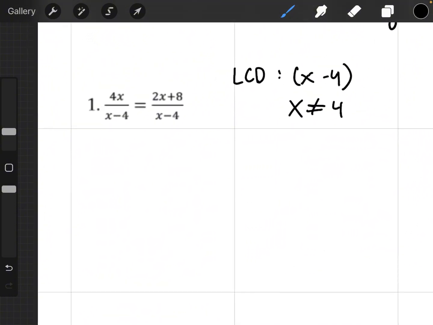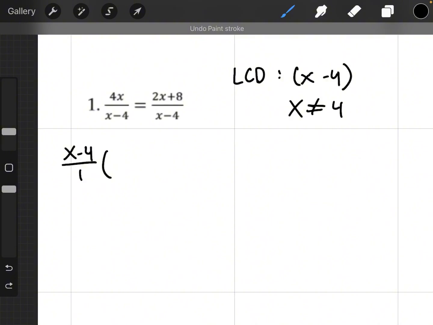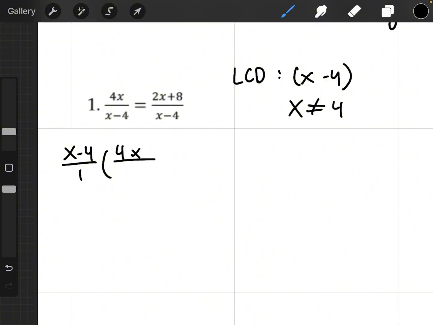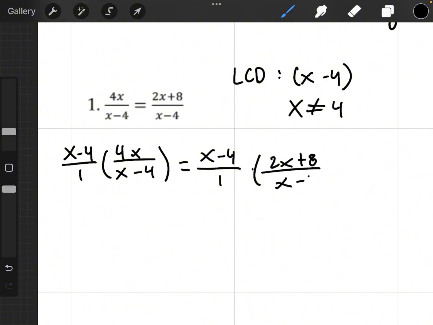So when we clear fractions, we'll multiply both sides by the least common denominator. So x minus 4 over 1 times 4x over x minus 4 is equal to x minus 4 over 1 times 2x plus 8 over x minus 4. So now we can cancel these out, and we're left with 4x equals 2x plus 8.